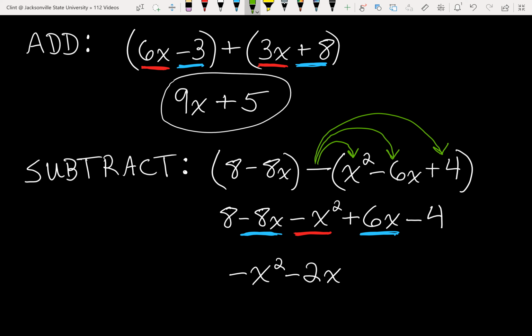Then we've got the no variable terms, or the constant terms. There we have positive 8 minus 4. 8 minus 4 leaves us with a positive 4.